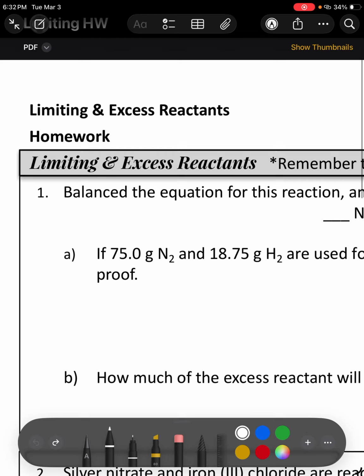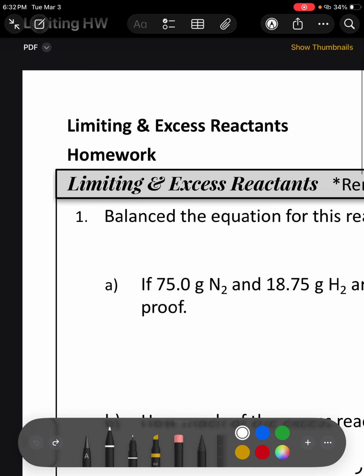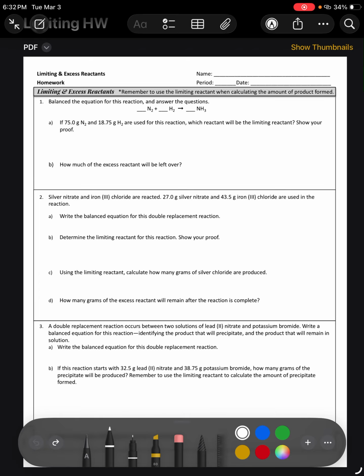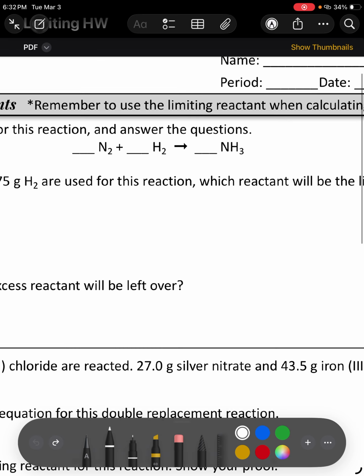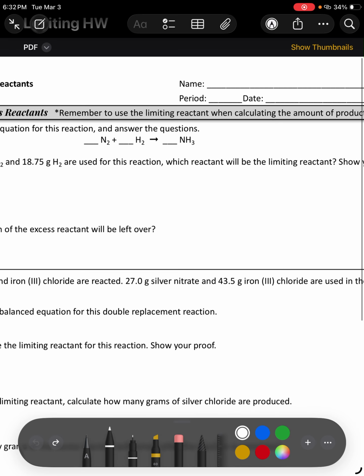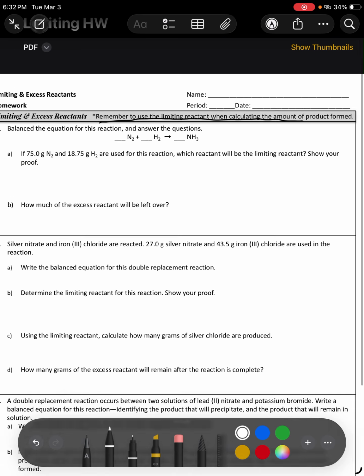This is homework on limiting and excess reactants. I'm going to go over all of these questions. If you'd like to go quickly through the video, I will show an answer key at the very end. So if you want to fast forward there, but otherwise, I will show you each step on how to do these problems. Note, remember to use the limiting reactant when calculating the amount of products.